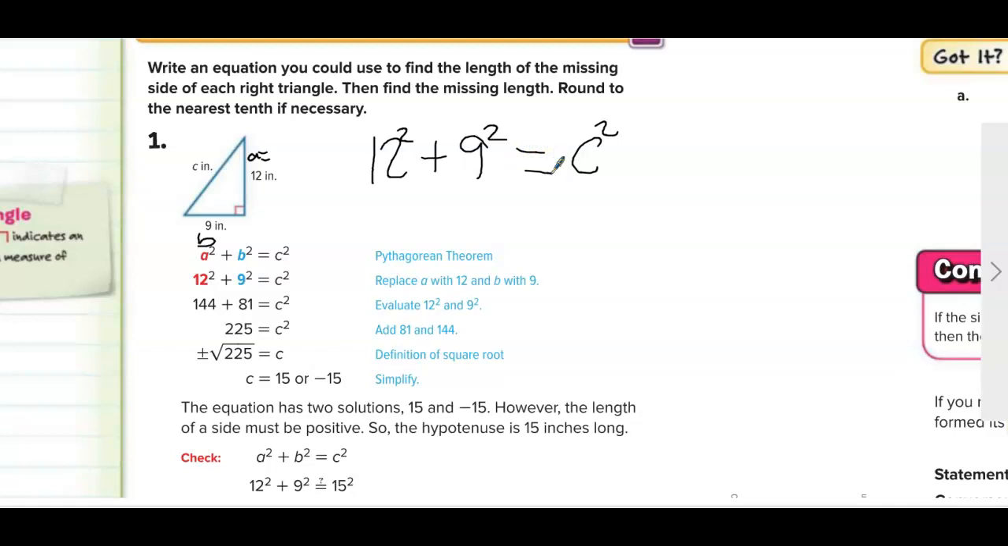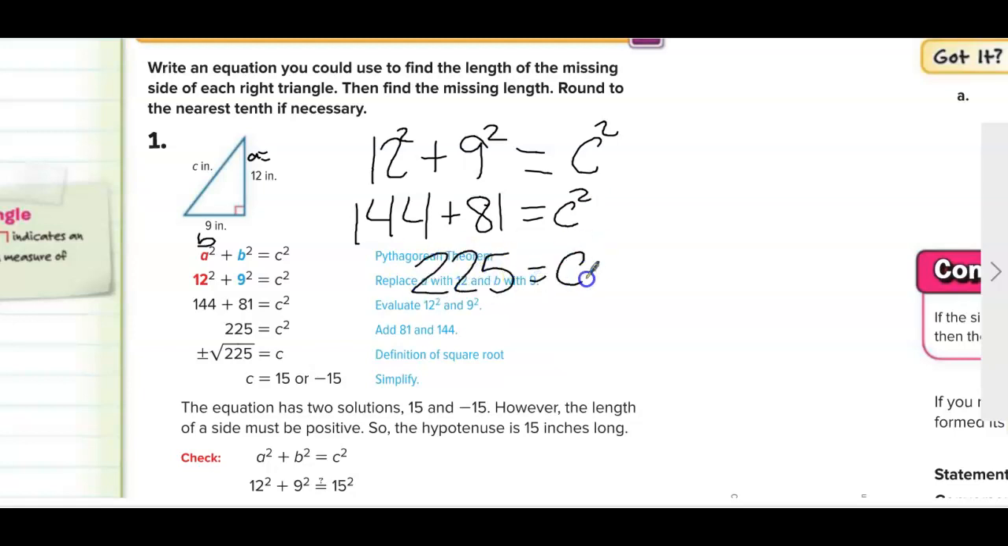What do I do first to solve? Exponents. I need to do my exponents. So 12 squared is what? 144. And then 9 squared is 81. So that gives me c squared. So then when I add 144 plus 81, what do you get? 225. So c squared equals 225, and what do I do to get c by itself? Square root it. I take the square root of it.